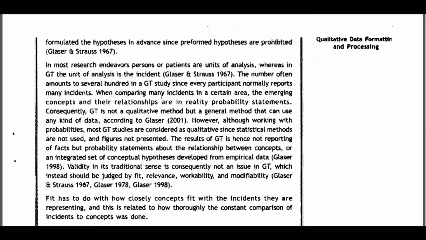When comparing many incidents in a certain area, the emerging concepts and theory relationships are in reality probability statements. Consequently, GT is not a qualitative method but a general method that can be used with any kind of data, according to Glaser. However, although working with probabilities, most GT studies are considered qualitative since statistical methods are not used and figures not represented. The result of GT is hence not reporting of facts but probability statements about the relationship between concepts, or an integrated set of conceptual hypotheses developed from the empirical data.